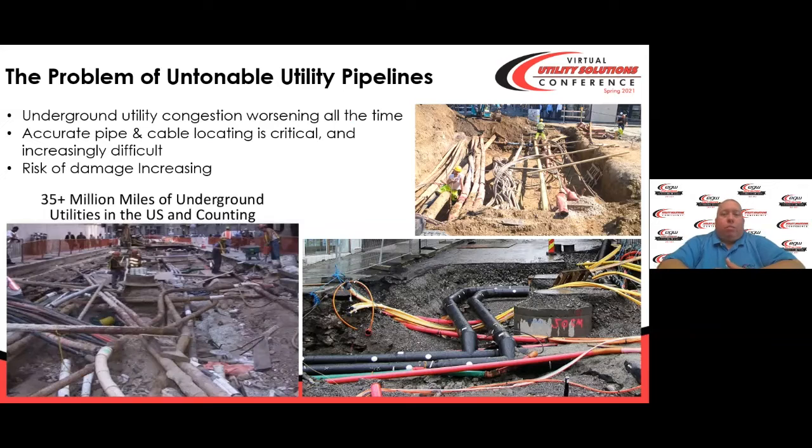To start with, let's talk about the problem of untonable utility pipelines. We know that underground utility congestion is worsening all the time. Accurate pipe and cable locating is critical and becoming increasingly difficult. Due to the congestion, the risk of damage is always increasing.